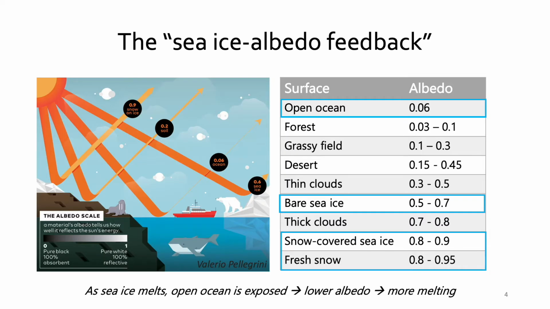The difference between the albedo of the ocean and the sea ice leads to what we call the sea ice albedo feedback. So the open ocean, like the black shirt, appears very dark, so it has a very low albedo, 0.06, and absorbs a lot of energy. In contrast, sea ice and snow-covered sea ice have very high albedos, so they're very reflective and warm less. So this feedback is that as the sea ice melts and exposes more of the ocean below, which has a lower albedo, we'll see more melting.